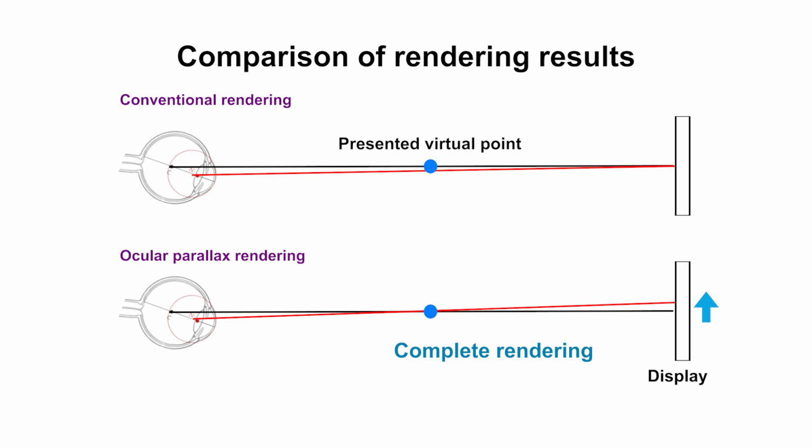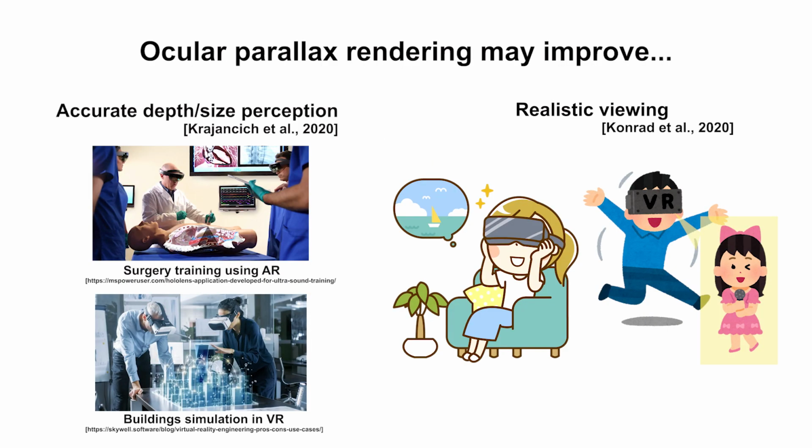With ocular parallax, the rendered point on the display moves according to the eye rotation to keep the 3D position of a virtual point stable. By contrast, the conventional rendering does not, resulting in an apparent shift of the virtual point and image distortion. Ocular parallax rendering may improve several VR/AR experiences, such as improved depth and size perception and realistic viewing.